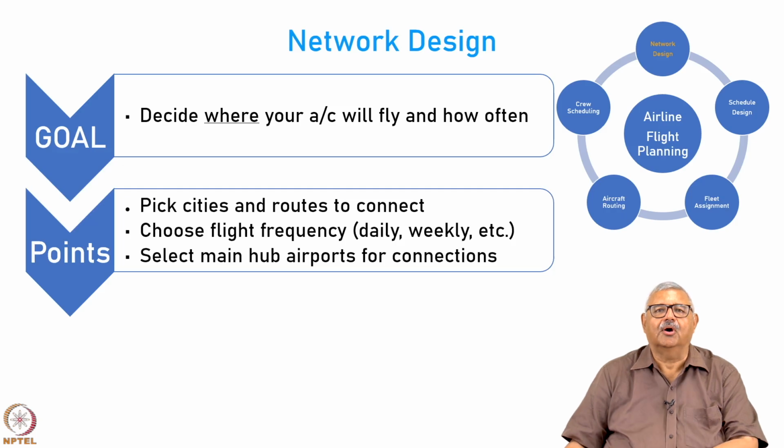Most of the airlines operate on the hub and spoke network. If you are not aware of hub and spoke, I would advise you to listen to my lecture on this topic in airline operations. So an airline has to choose which is its main hub airport or airports, so that the connectivity is best provided.